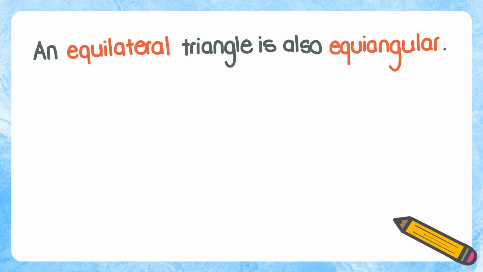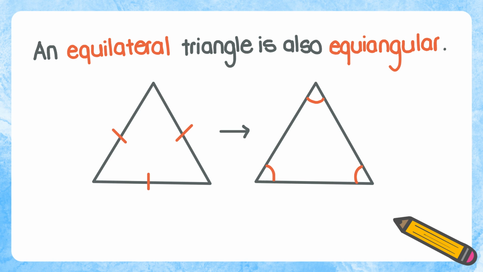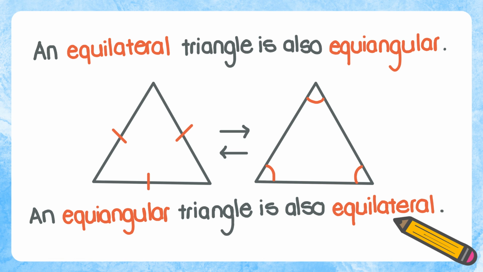And you may have noticed this throughout the examples, but an equilateral triangle is also equiangular. So if you see an equilateral triangle, know that it is also equiangular. And we can also say that an equiangular triangle is also equilateral. This is why we usually call these types of triangles simply equilateral triangles. So when you hear equilateral, know that it's also equiangular. And if you hear equiangular, know that it's also an equilateral triangle.